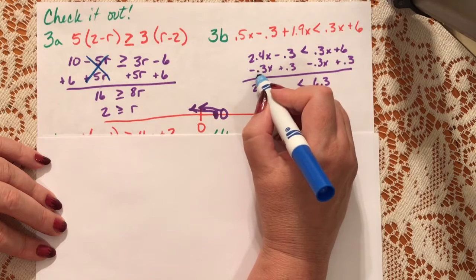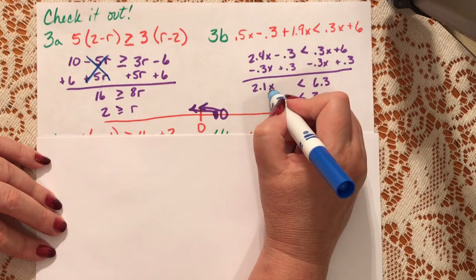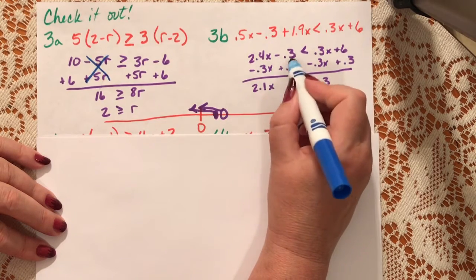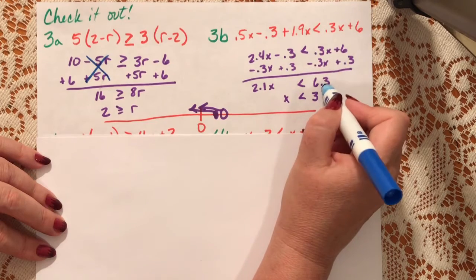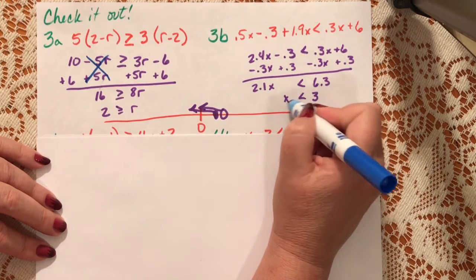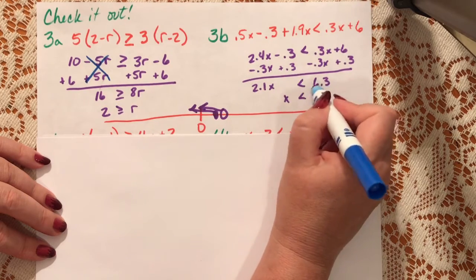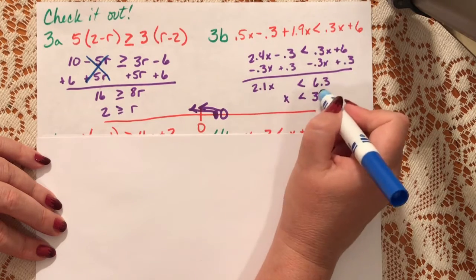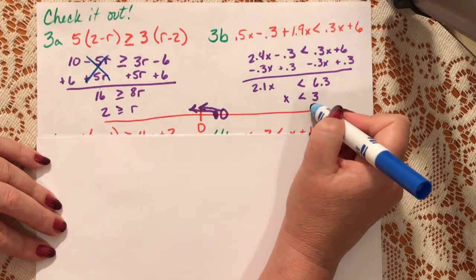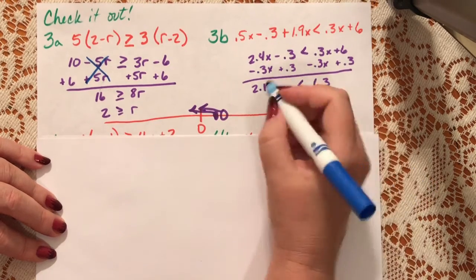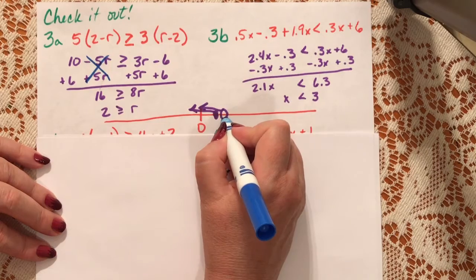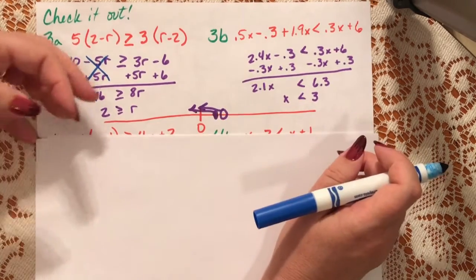subtracting 0.3x from both sides to give me 2.1x. So I'm going to get rid of my 0.3. I'm going to add that to both sides, giving me 6.3. So 2.1x is smaller than 6.3. I'm going to divide both sides by 2.1, and x is smaller than 3. Here I have an open circle at 3, and x is smaller than that.